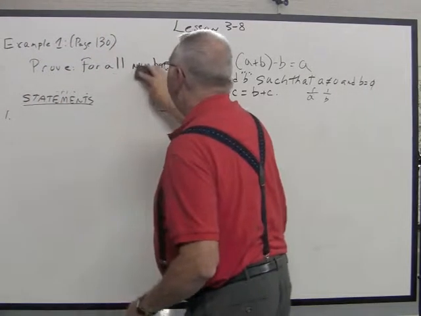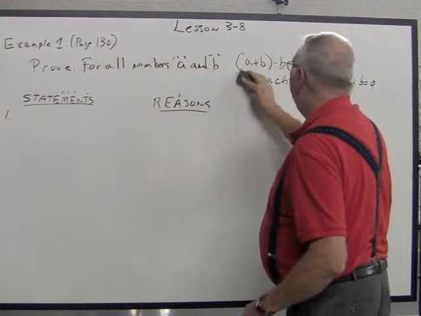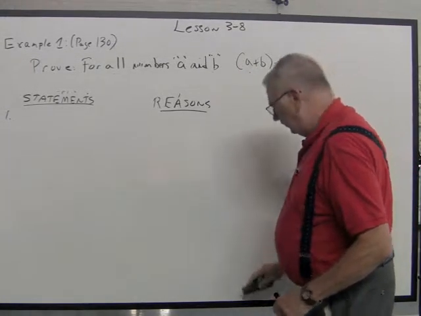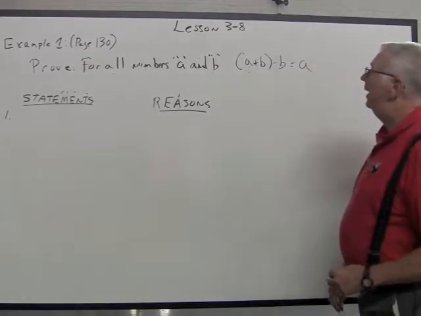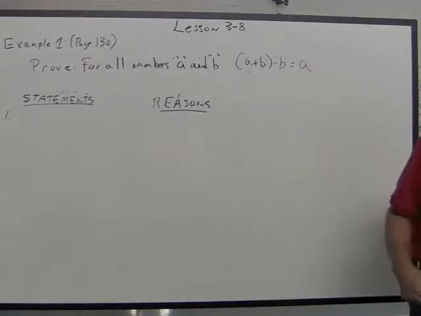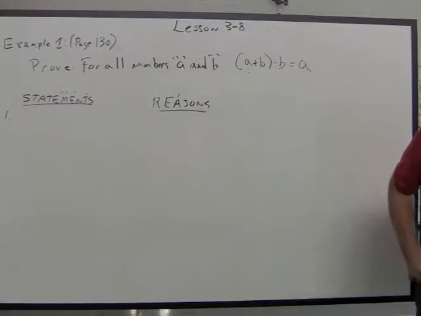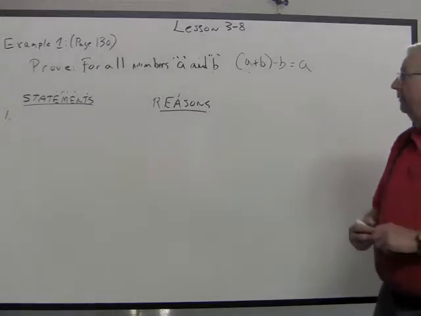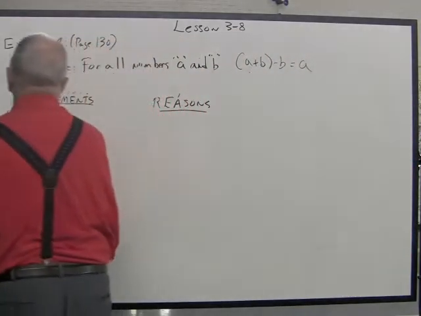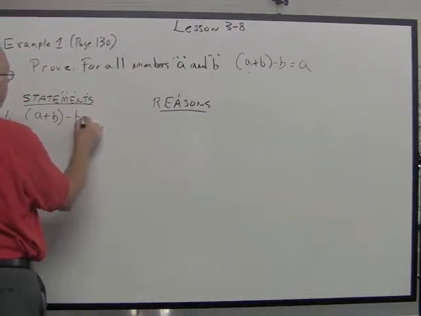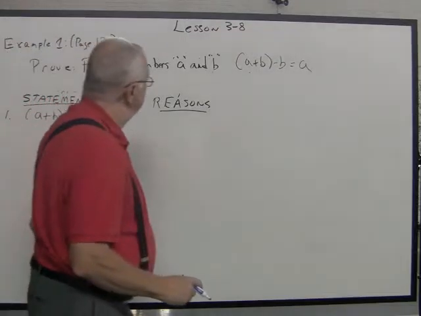Let's go back now to our example 1 on page 130. So for all numbers a and b, a plus b minus b equals a. And let's look at the statements and the reasons. The first statement they start out with, statement 1, is a plus b minus b equals a.